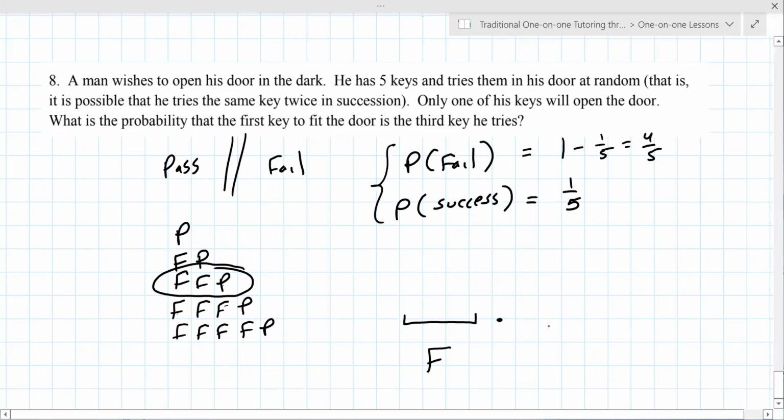All right. So now the scenario here, which is oddly written, says what is the probability the first key to fit the door is the third key he tries. So that means you went failure, failure, success. So it's 4/5 times 4/5 times 1/5.